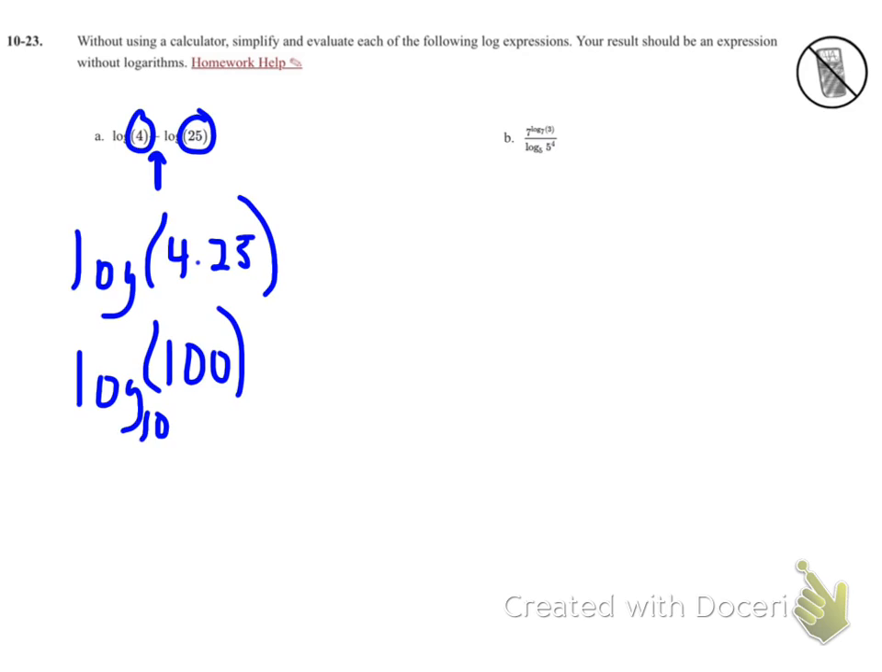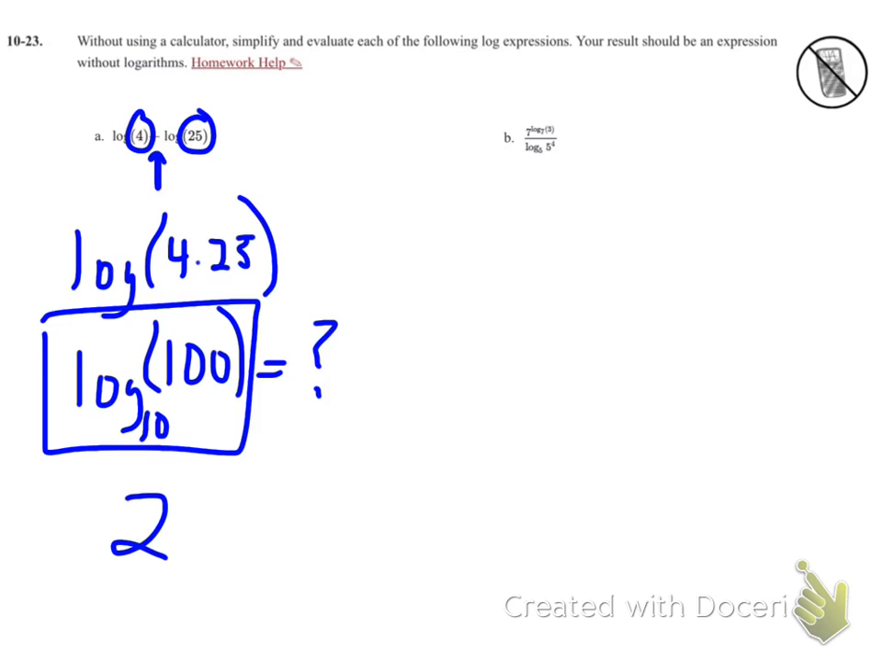And if you remember, logarithms are basically another way of writing exponents. So this is saying 10 to what power equals 100. So this log of 100 actually represents the number 2, because 10 squared is 100. So log of 4 plus log of 25 equals 2.